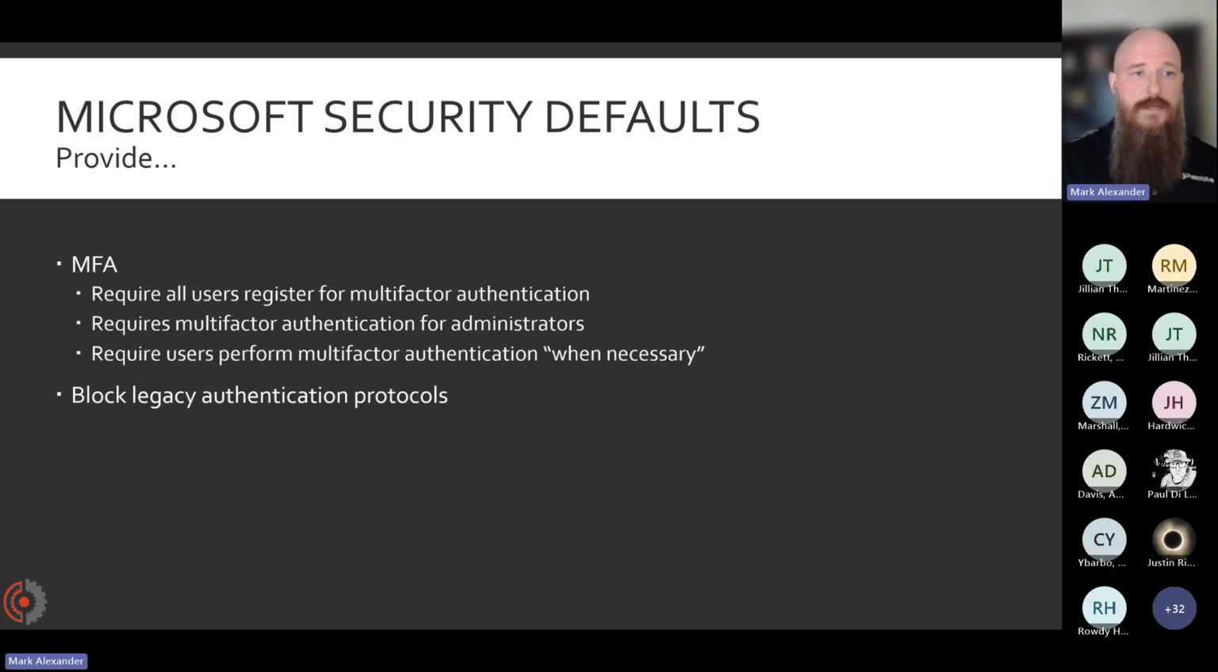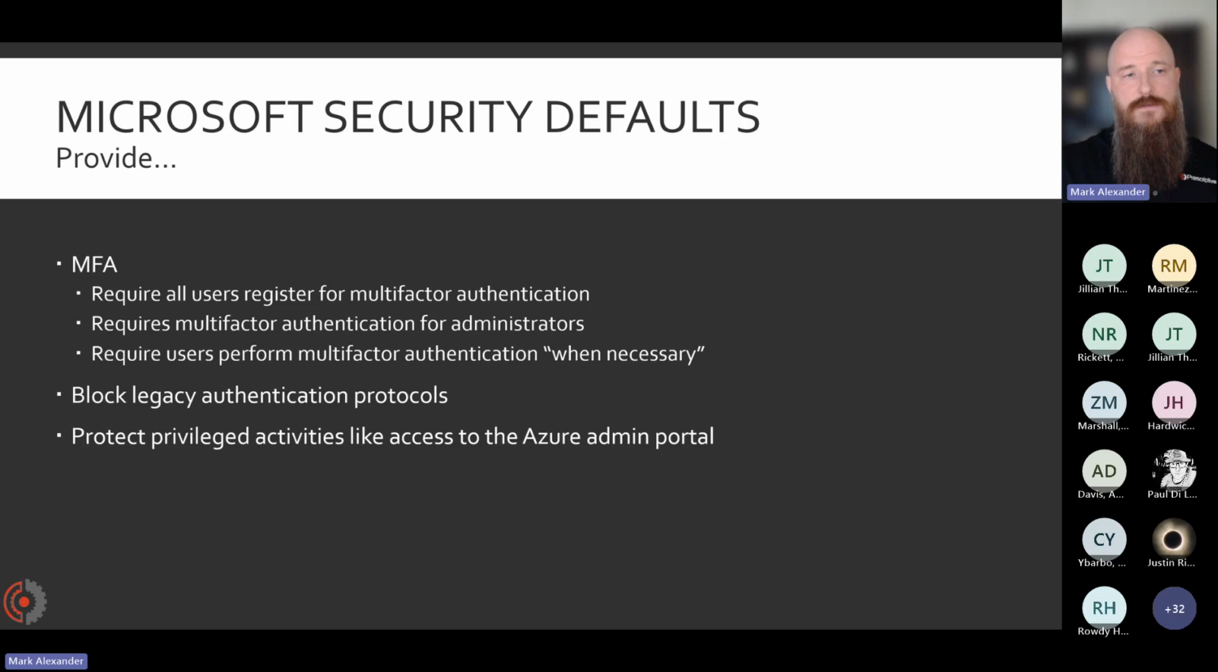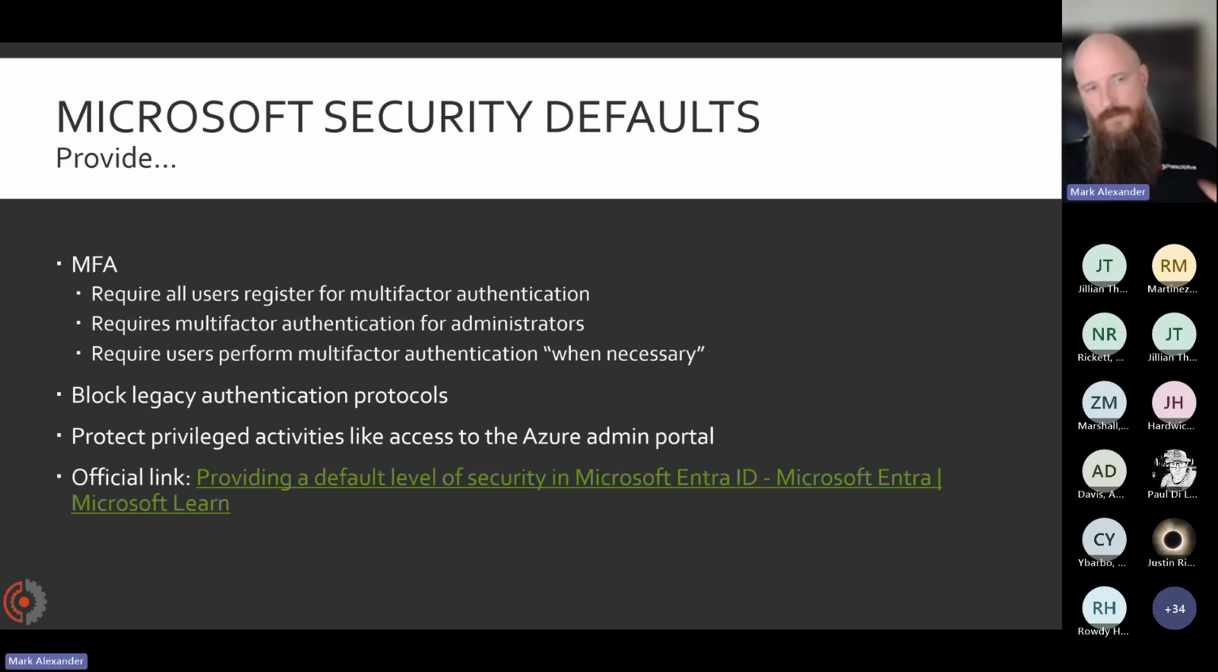Security defaults also block legacy authentication protocols, and it protects privileged activities like access to the Azure admin portal. But for me, back in the first part of the slides, I like to just turn off user access to the Azure admin portal, period. This gets into ensuring that they're MFA prompted when accessing the portal. So here's the official link from Microsoft on those details.